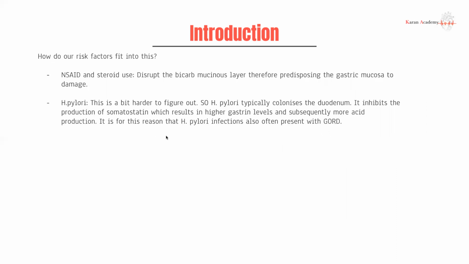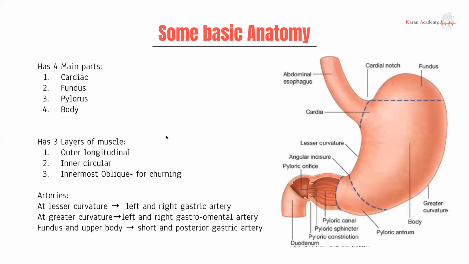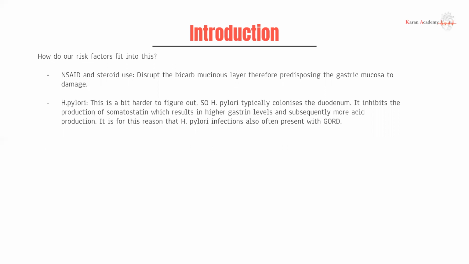So how does this fit into our grand scheme of things? Firstly, we have NSAID and steroid use. NSAIDs and steroid use disturb the bicarb mucinous layer, and therefore, once you lose that layer, it's going to be easier for the gastric acids to cause damage.